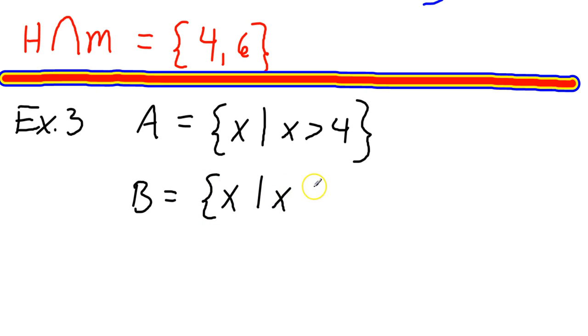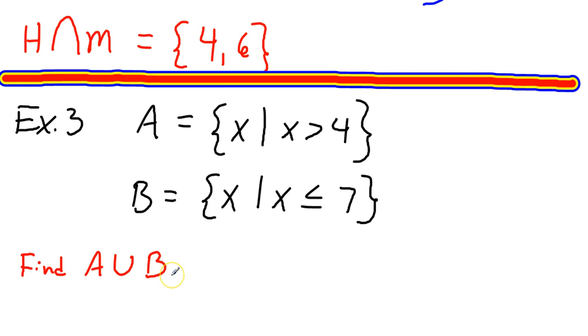And for B, we're going to do X so that it is less than or equal to 7. And we'll do the same thing. We'll do A union B, and then we'll do A intersect B.